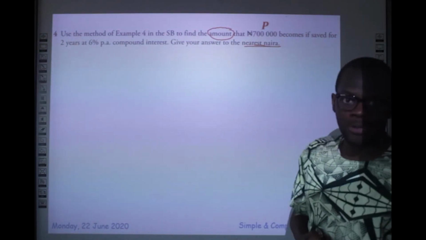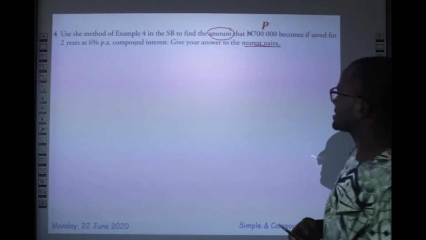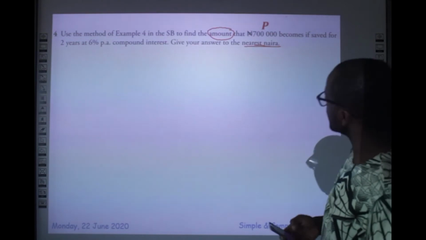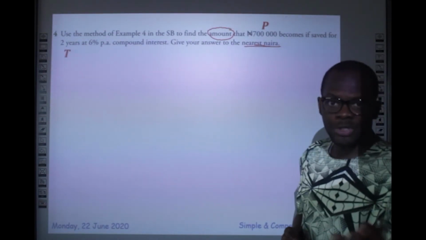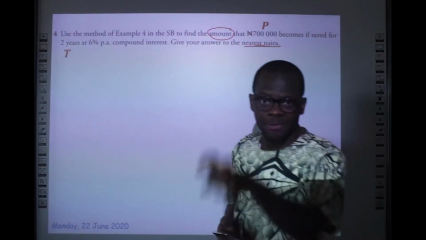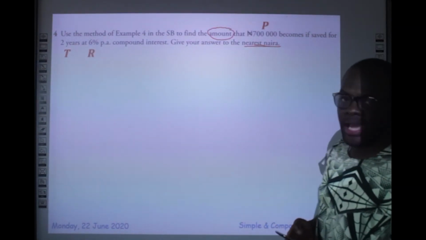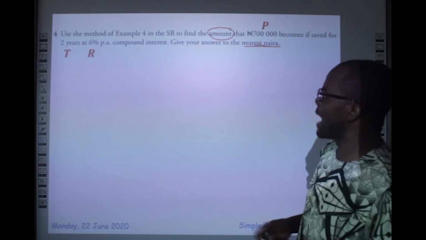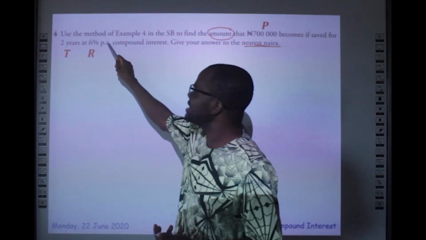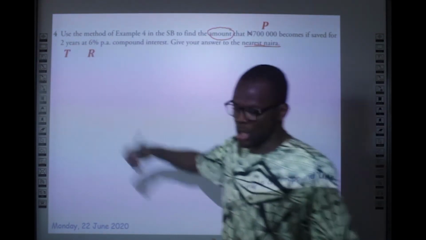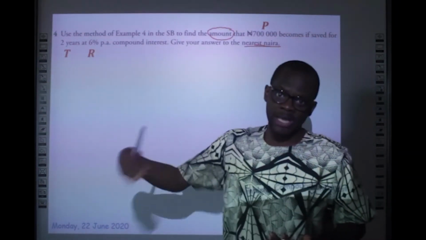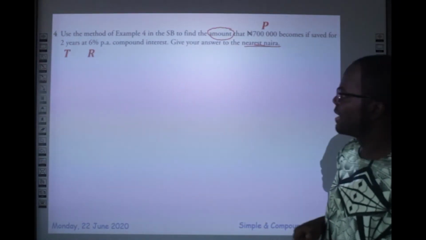We've got the principal, that's the 700,000 naira. That's how much you're starting with. You've also got the time, so the 700,000 naira is going to be invested for 2 years, that's the time. And you've got the rate, 6% per annum. 6% every year, per annum, every year. So the 6% is the interest rate added every year.